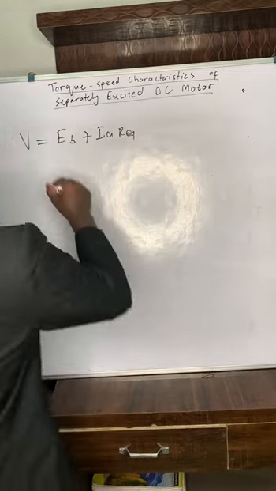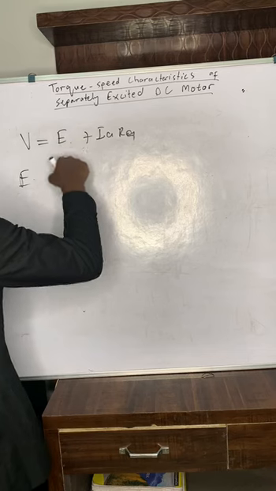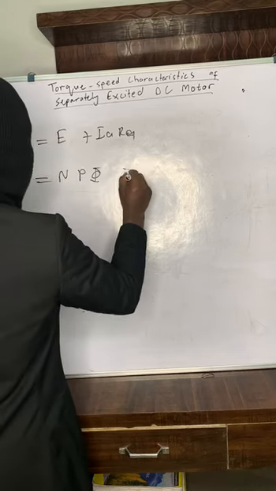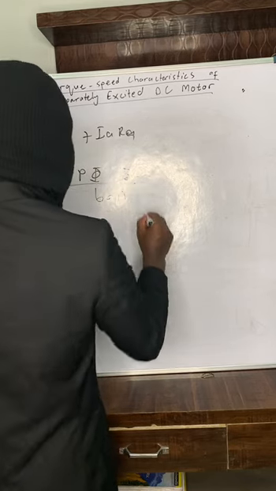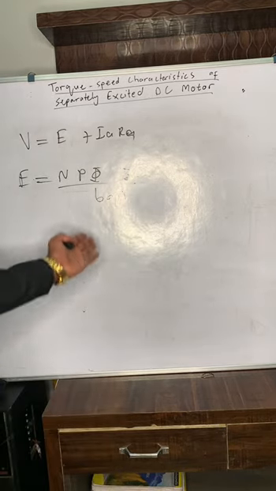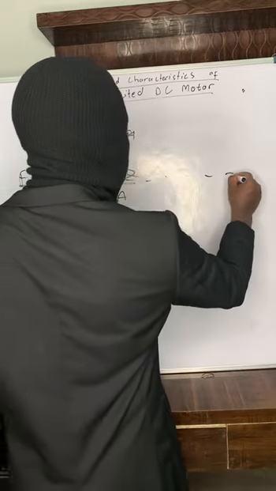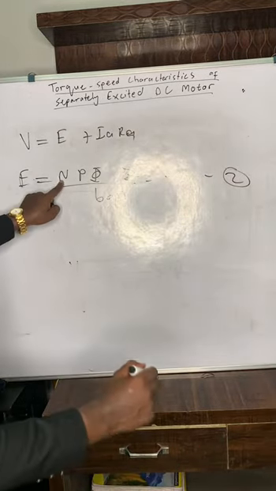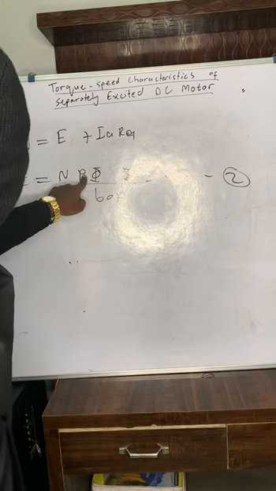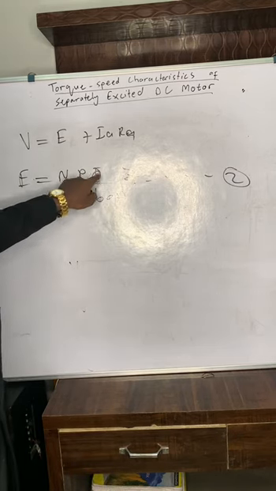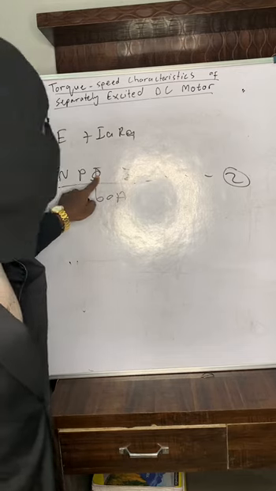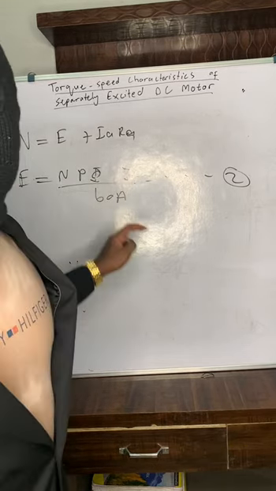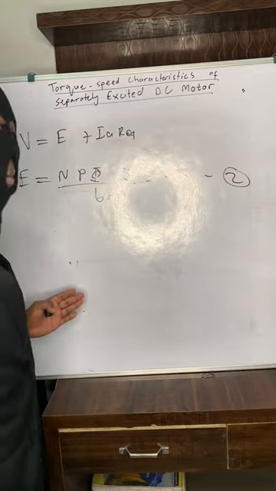But we know that E is equal to N P phi Z upon 60A. This is our equation 2, where N is the speed, P is the number of poles, phi is the flux, Z is the number of armature conductors, and A is the number of parallel paths.